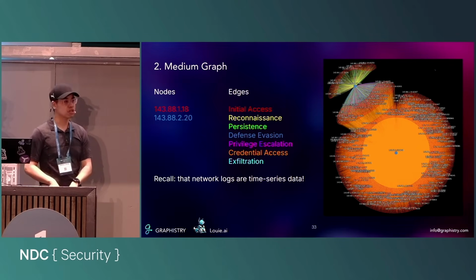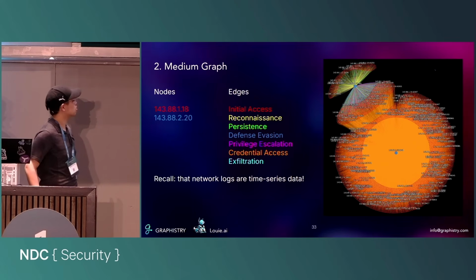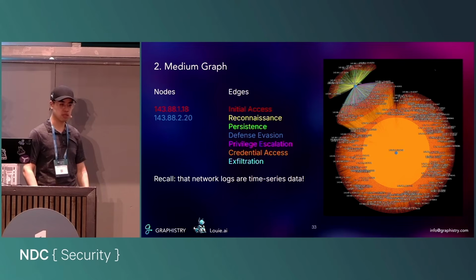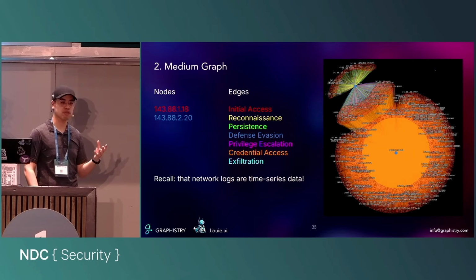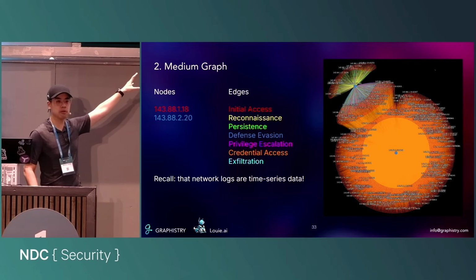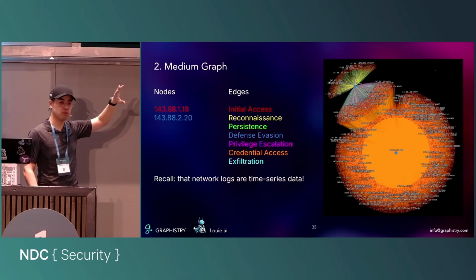There's one other thing we can do. Recall that network logs are time series data, and we can take advantage of that. We can add yet another encoding in a way: we can try to animate the graph so that you can see the attack progression over time. This graph tells you what happened. Now we want to know how it happened and when it happened.